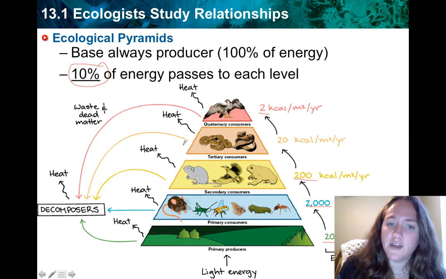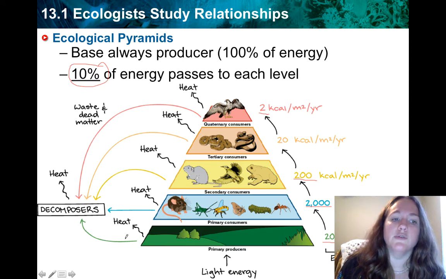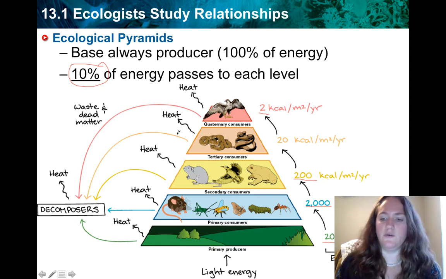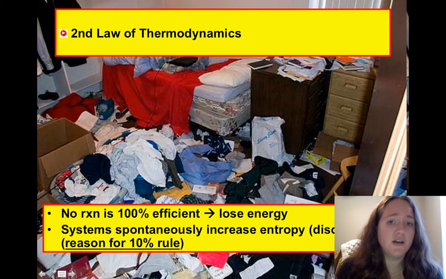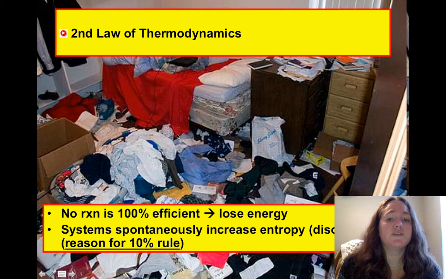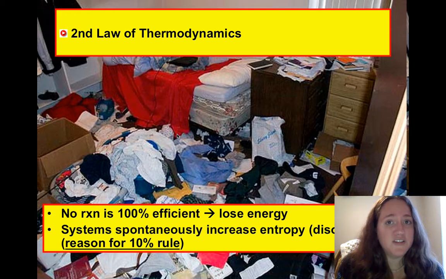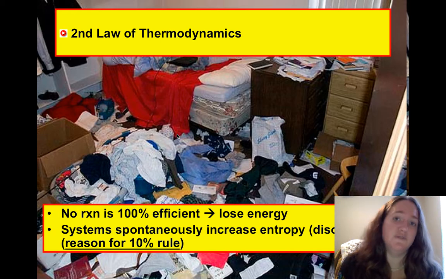Why are we losing all that energy? Well, we'll talk about what law of thermodynamics that is, but we're losing it in the form of heat, waste, and all that kind of stuff going out. So our second law of thermodynamics says no reaction is 100% efficient. You lose energy. That is the law that tells us that we only get 10% moving through each trophic level. Now, it's not always 10%. It could be 20, it could be 5, but on average, it's going to be 10%.